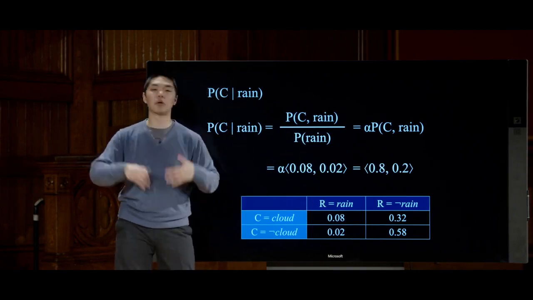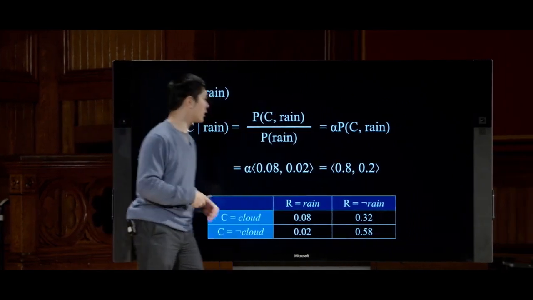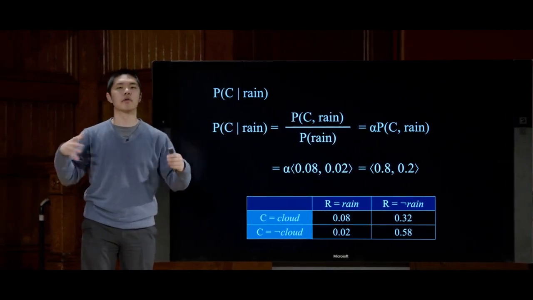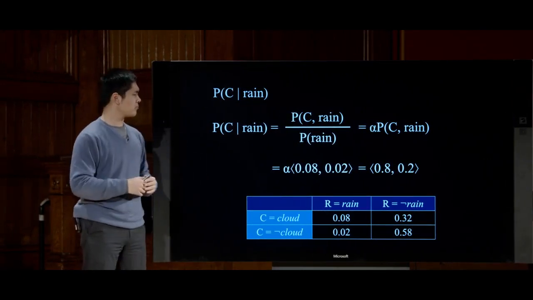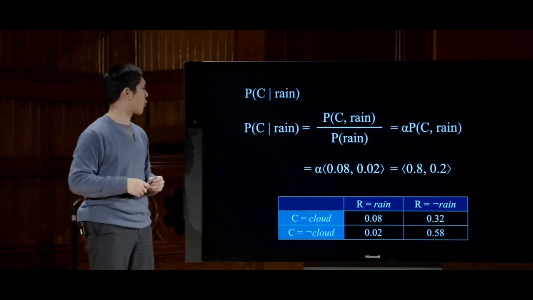And it turns out that if we multiply both numbers by 10, then we can get that result of 0.8 and 0.2. The proportions are still equivalent, but now 0.8 plus 0.2, those sum up to the number 1. So take a look at this and see if you can understand step by step how it is we're getting from one point to another.